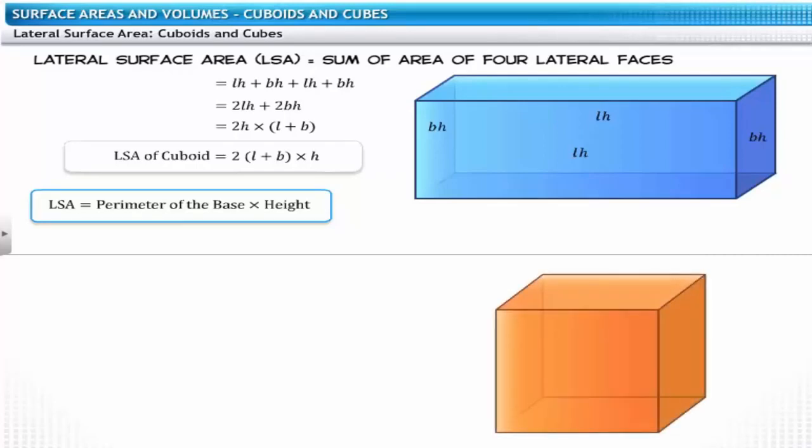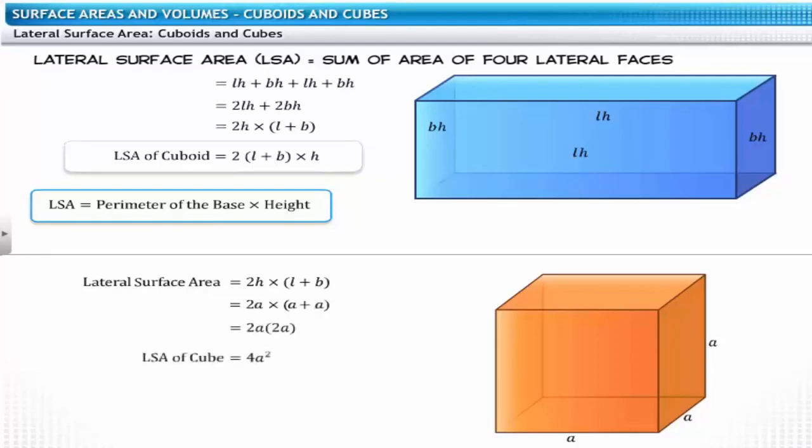Using the formula for LSA, we can derive the formula to calculate the LSA of a cube. In the case of a cube, all its edges are of the same length. Let's assume it is A. Substituting A in place of L, B, and H, we get the formula as 4A square.